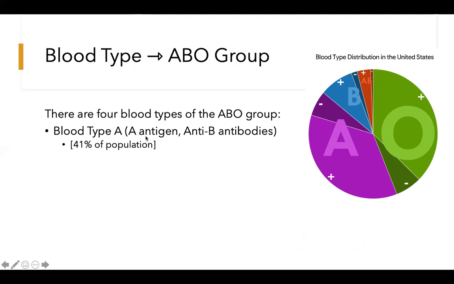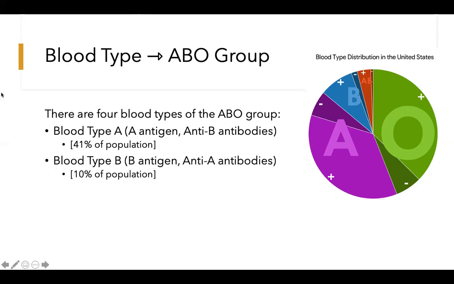Blood type A. So if you have the A antigen, that's that yellow spiky thing. What you have in your plasma are anti-B antibodies. So if you're blood type A, your body is naturally equipped to notice blood type B and immediately attack it. 41% of the population is blood type A, as you can see from this pie graph here. This is from the United States, but I think the United States has a pretty good representation of the world.